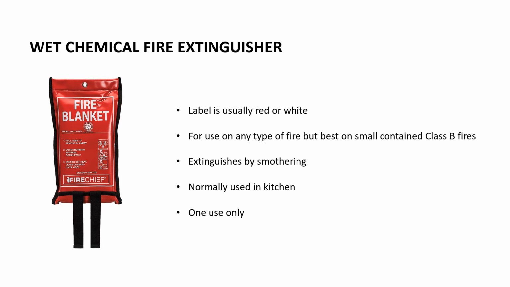And these are the wet chemical fire blankets. They usually have a red or white label on them, written in white patterns. It is used on any type of fire, but it is best for small class B fires, and it controls the fire by smothering. Normally it is used in kitchens. It has only one use.